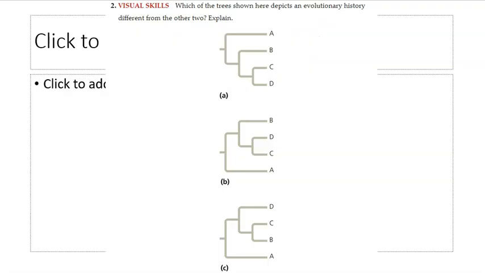Okay, so visual skills. Go ahead and practice this problem. Which of these trees shown here depicts an evolutionary history different from the other two? And so hopefully you showed that C shows a different evolutionary history. Why? Because C and D are both sister taxa in this phylogenetic tree. The C and B are sister taxa here, so that's a completely different lineage. Okay.